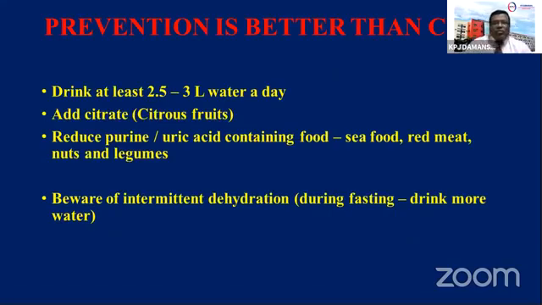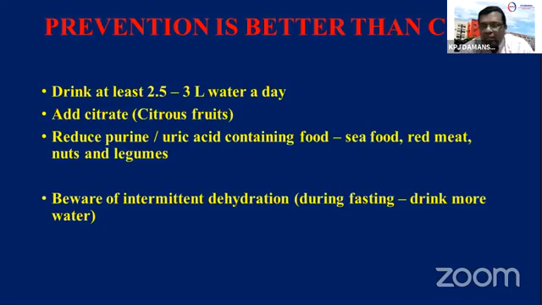Now, coming to near the end of my session, prevention is always better than cure. When we treat stones, after treating the stones, we usually have to advise the patient. How do you prevent stones?